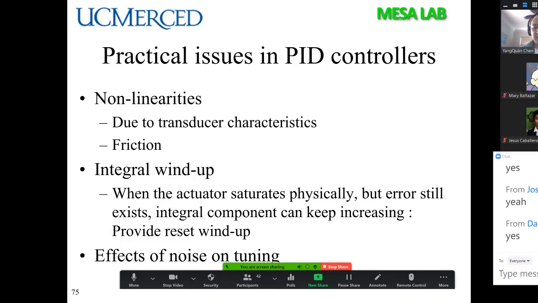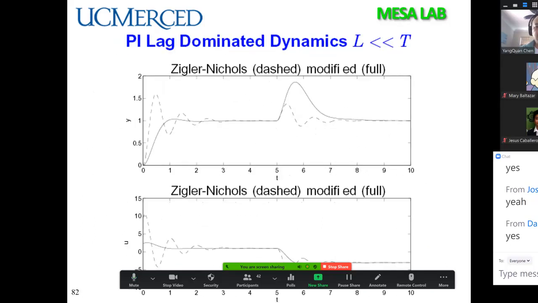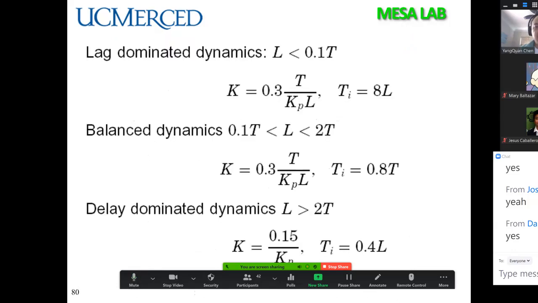So I think we talked about all these PID related issues for lag dominated dynamics. Ziegler-Nichols usually is not ideal, but it gives you a starting point you can improve. Many people propose improvements over Ziegler-Nichols, and this one has some tuning rules. This is the tuning rule.